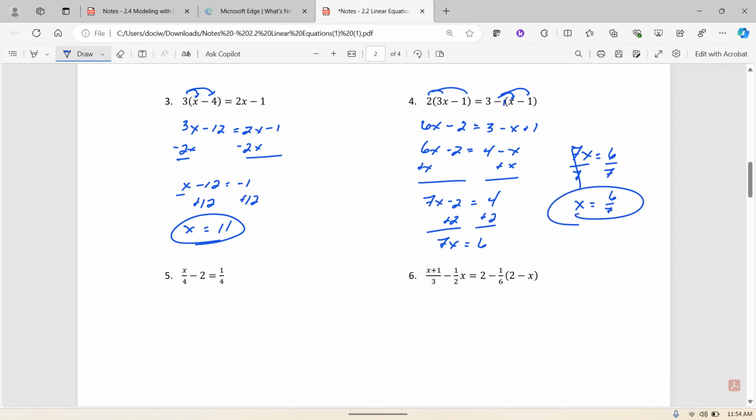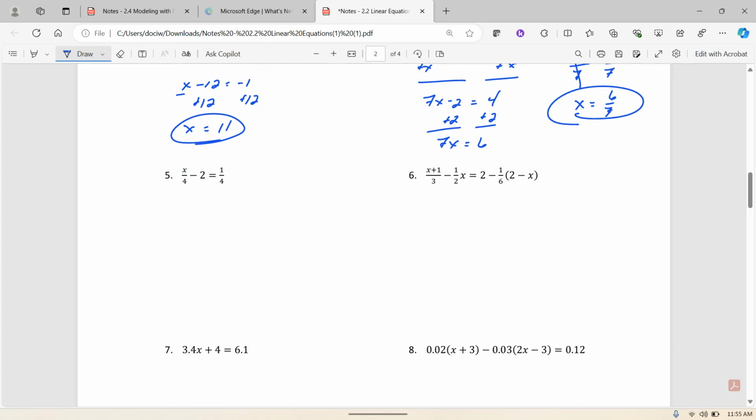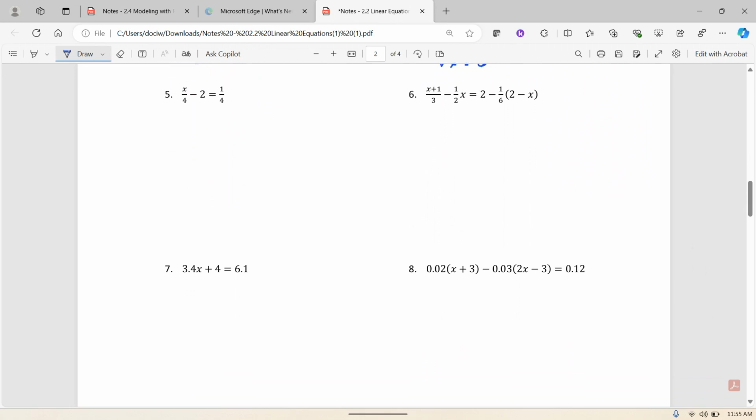And just like I said earlier, I'm very happy with the fraction. If I want to change that to a decimal, it's likely going to be a decimal approximation, and I can always get that later if I need it. You'll notice now that numbers 5 and 6 each have fractions. So I'm going to want to clear the fractions first.